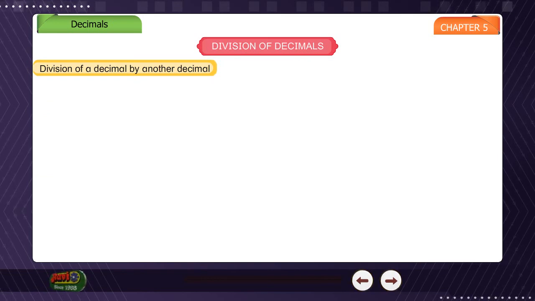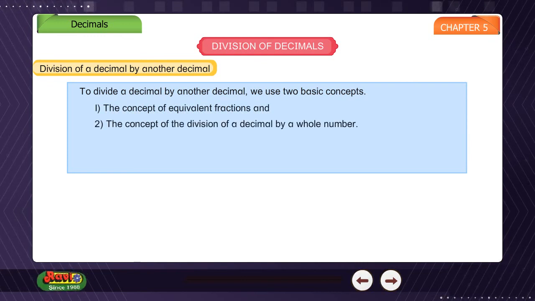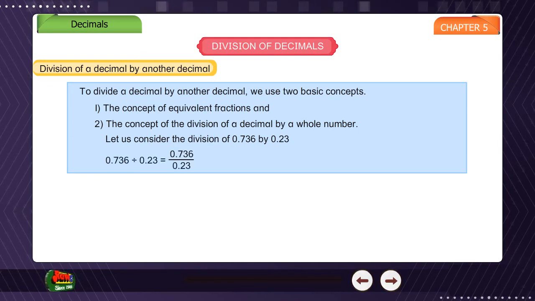Division of a decimal by another decimal. To divide a decimal by another decimal, we use two basic concepts. 1. The concept of equivalent fractions and 2. The concept of the division of a decimal by a whole number. Let us consider the division of 0.736 by 0.23.